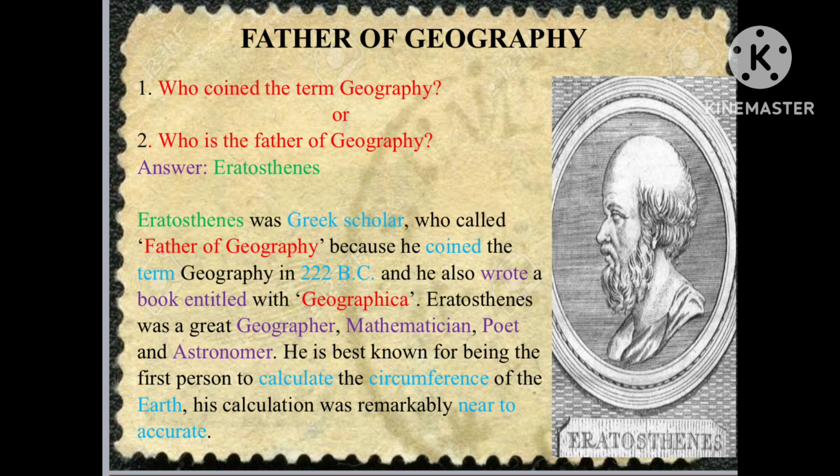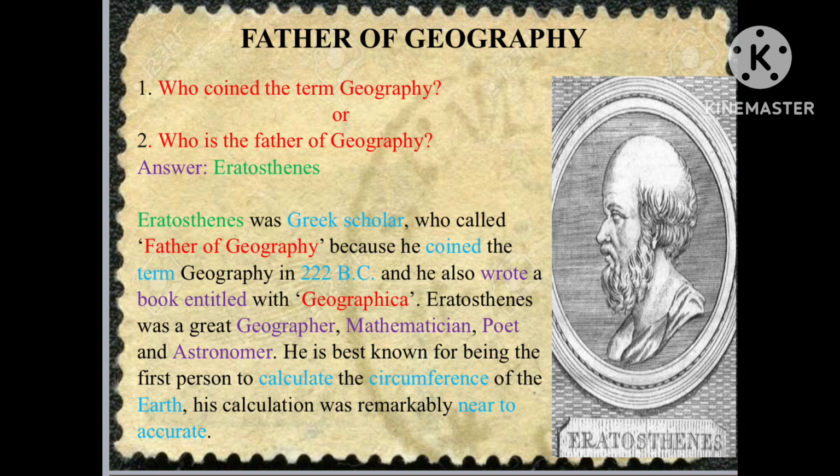After learning about the literal meaning of the word geography, the next question arises: who coined the term geography, or who is the father of geography? The answer is Eratosthenes. Eratosthenes was a Greek scholar who is called the father of geography because he coined the term geography in 222 BC, when he wrote a book called Geographica. He was a great geographer, mathematician, poet, and astronomer.